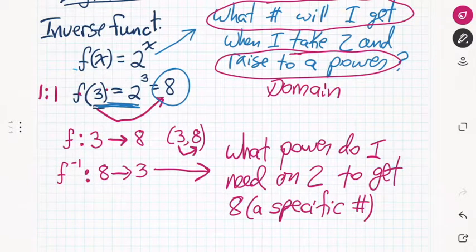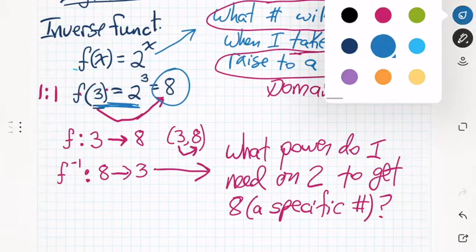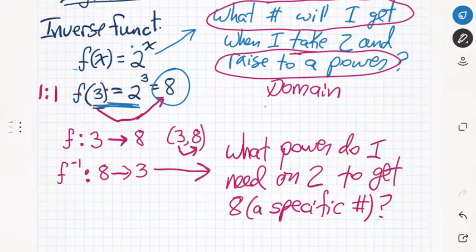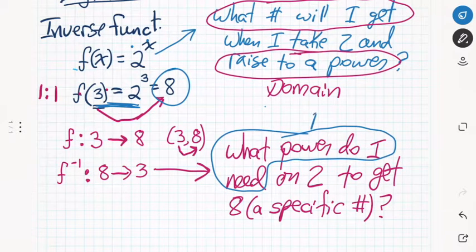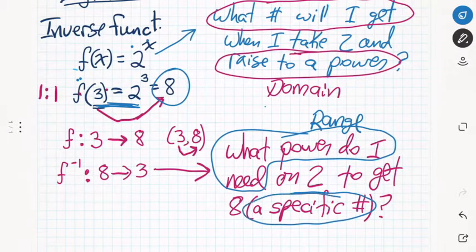Eight's just a nice one to work with. So if we go in this direction, then this part, what power do I need on 2, that becomes our range. So the answer of the inverse function of an exponential function is going to be a power, and the specific number that we're trying to find this power of 2 to become is the domain. So there's no fancy notation that we have available at this point, kind of like exponential functions. Those are easy because they're just powers.